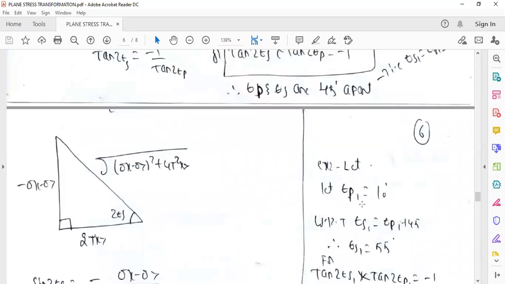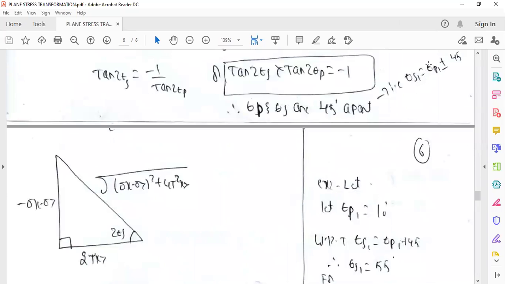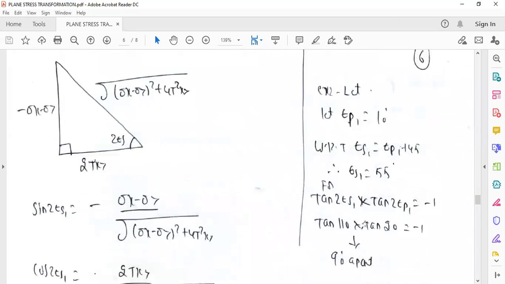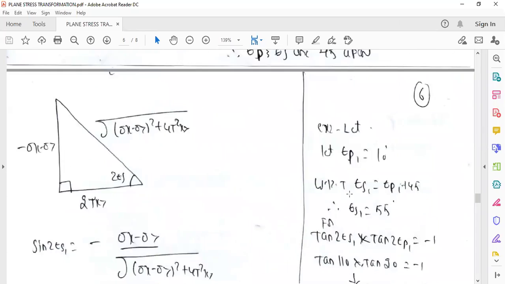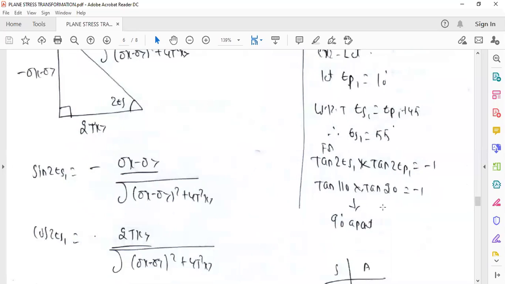Let us take theta p1 is equal to 10 degrees, for example. Then theta s1, according to our convention, is equal to theta p1 plus 45 degrees. Assume this as a formula for the time being. Therefore, this will be 55 degrees. But we know that tan 2 theta s1 into tan 2 theta p1 is equal to minus 1. So 2 theta s1 will be 2 times 55 degrees, which is 110, and 2 theta p1 will be 20 degrees. Therefore, they are perpendicular to each other.